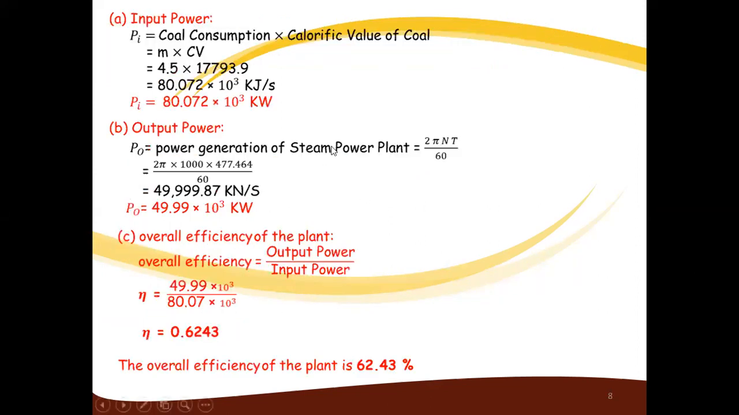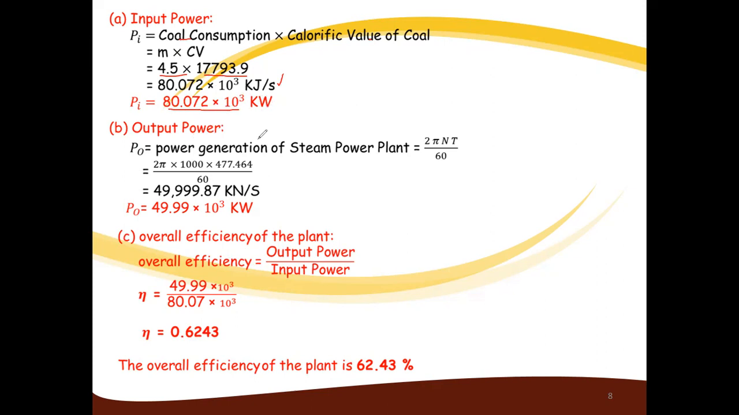So for input power, again the same formula is there, that is coal consumption into calorific value. So M into CV, 4.5 into 17,793.9. So we get the value in kilojoule per second, that is 80.072 into 10 raised to 3 kilojoule per second. That is nothing but 80.072 into 10 raised to 3 kilowatt.